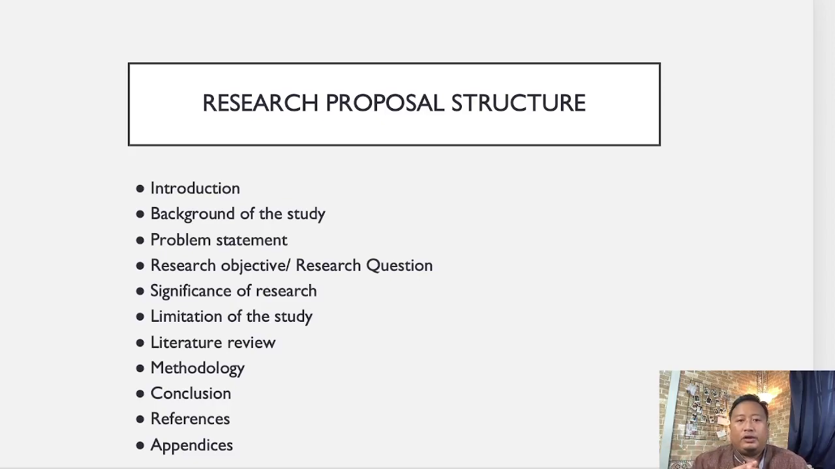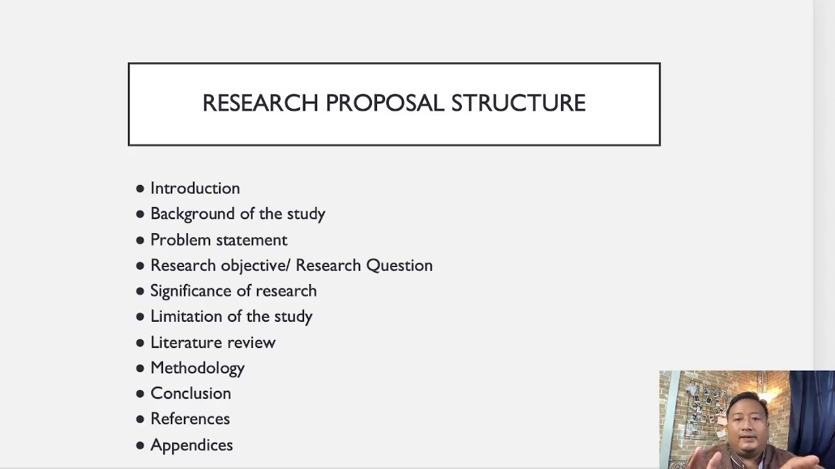The first one is introduction, okay, the second one is background of the study, problem statement, research objective, or research question. All right, if you want to put both, that will be okay as well. All right, significance of research, limitation of the study, literature review, methodology. Conclusion ni tak perlu, okay. Conclusion ni conclusion kepada proposal, bukan conclusion yang terus bagi recommendation. Jangan salah faham. Alright, references and appendices.